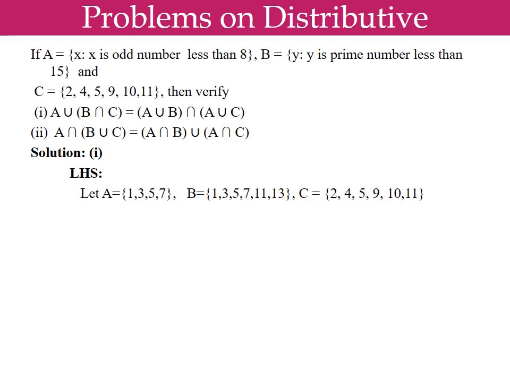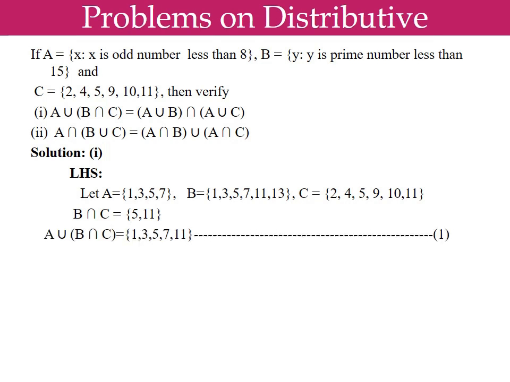Now first take LHS. So in LHS, we are supposed to find out B intersection C first. Is there any common number between B and C? Obviously, it is 5, 11. Next one is A union B intersection C, that is 1, 3, 5, 7, 11. So assuming this is equation number 1.